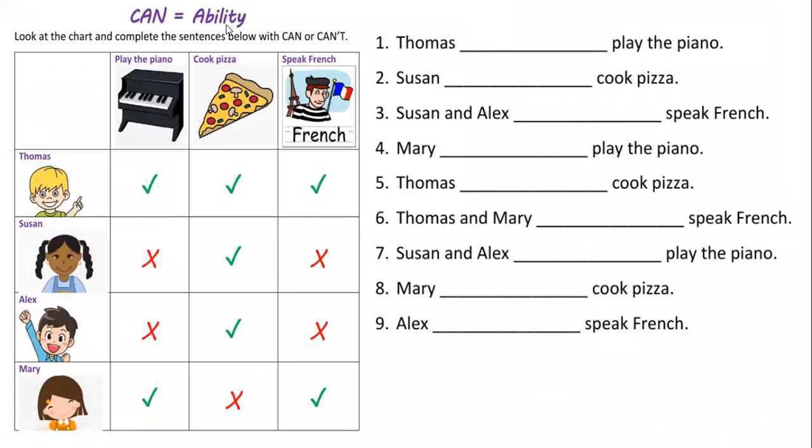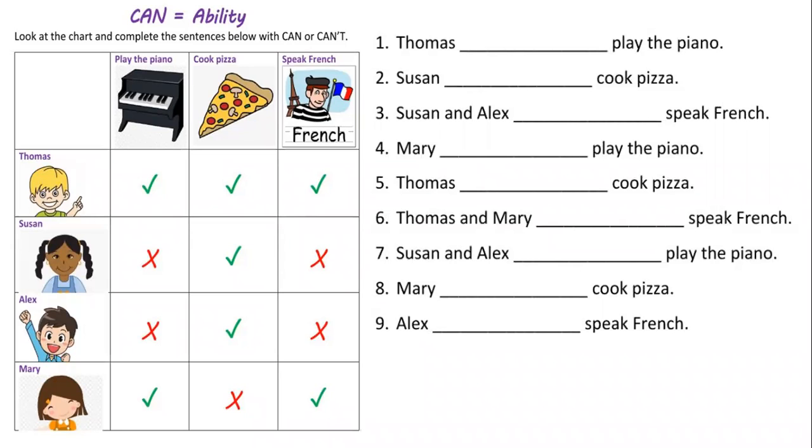Okay, look at my examples. Look at the chart and complete the sentences below with can or can't. I have play the piano, cook pizza, speak French, and I have four people: Thomas, Susan, Alex, and Mari. For example, look at the check. The green check means they have the ability. The red cross means they don't have the ability. For example, Thomas can play the piano, can cook, can speak French. What about Susan? Susan cannot play the piano, but she can cook, but she cannot speak French.